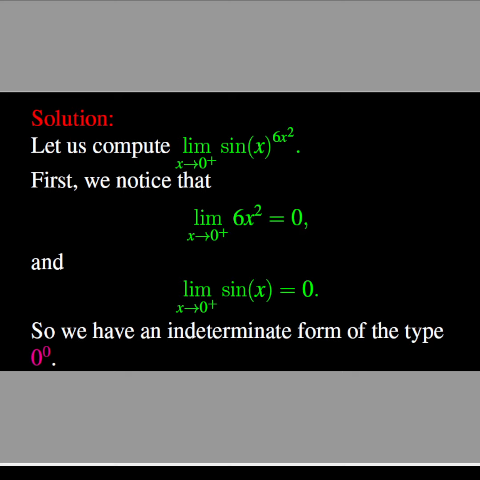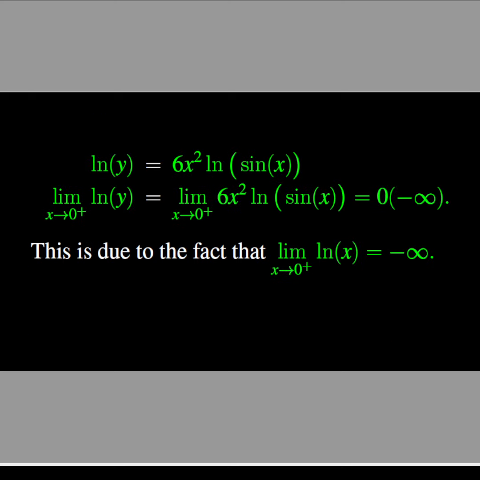In order to resolve this indeterminate form, we define the function y as follows: we set y equal to sine of x to the power 6x squared. We will study the limit of logarithm of y. The logarithm of y is equal to 6x squared times logarithm of sine of x. The limit as x goes to 0 plus of the logarithm of y is equal to the limit as x goes to 0 plus of 6x squared times logarithm of sine of x, which equals 0 times negative infinity.